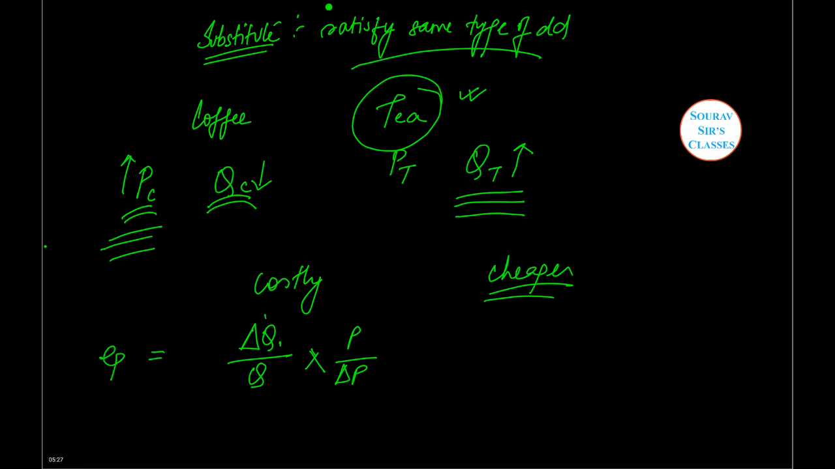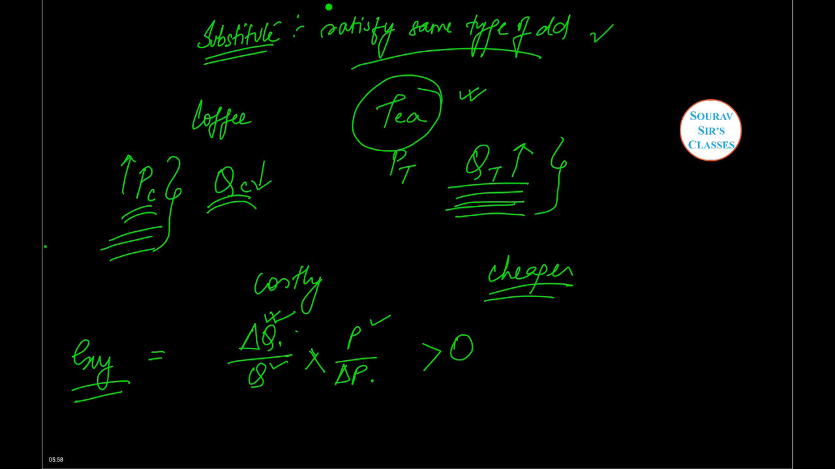Now we know the change in quantity demanded is also moving in the same direction, it is increasing, and the change in price is also increasing. Whereas price and quantity are already positive numbers, the change is also moving in the same direction. So the cross price elasticity of demand for substitute goods will be positive.